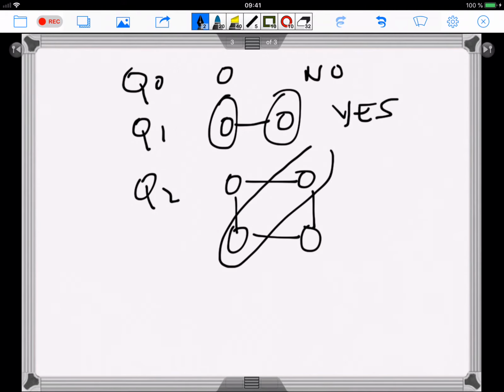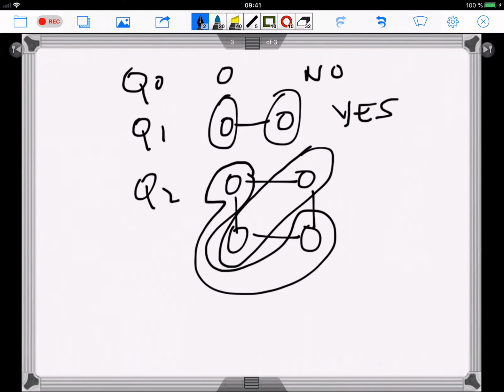Q2 is the case that we studied before. Remember that this is also what we call K2,2. So this is in fact bipartite.